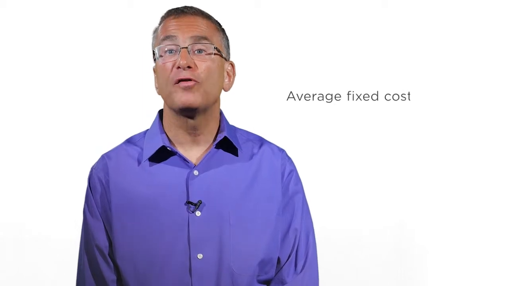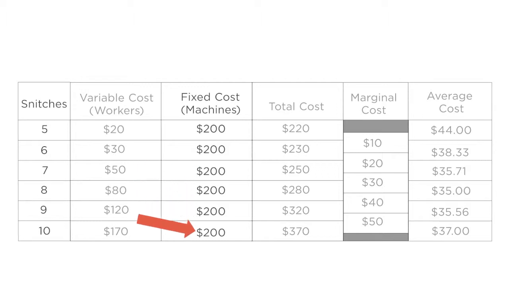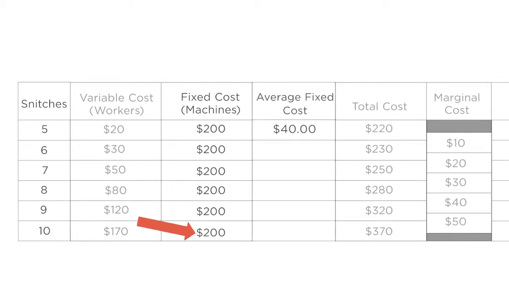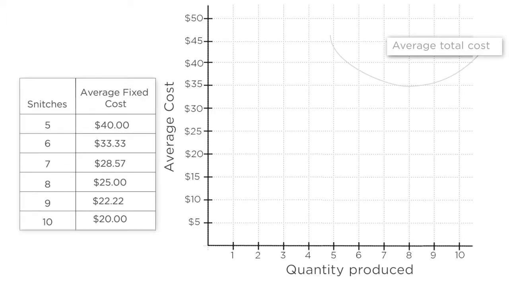The reason is that the average total cost curve reflects 2 competing forces as production increases. First, as production increases, the average fixed cost is falling. Average fixed cost is the fixed cost divided by the quantity of output. Since the fixed cost is the same regardless of production level, as the firm produces more snitches, the average fixed cost falls. We can draw the curve to show how average fixed cost falls as production rises. Average fixed cost is steadily declining, from $40 when the firm is producing 5 snitches to $20 when it's producing 10.